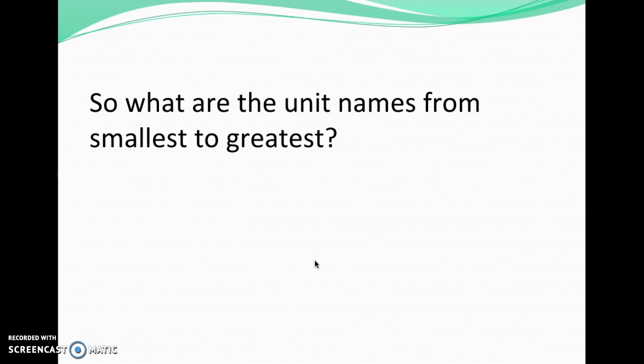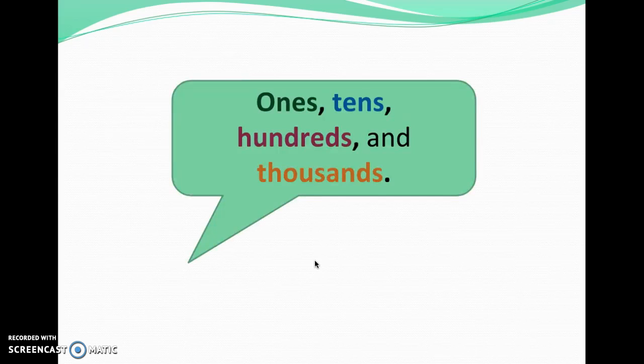Oops. I just told you. So what are the names of the units from smallest to greatest? I just told you from greatest to smallest. So think about what are the units from smallest to greatest. Think about that for a second, and then you can move on. If you said ones are the smallest, then tens, then hundreds, then thousands, you would be correct.